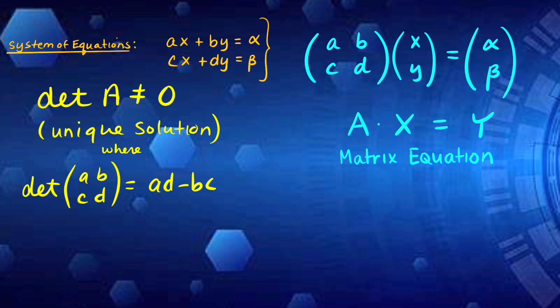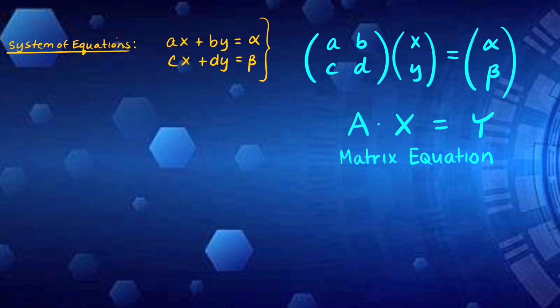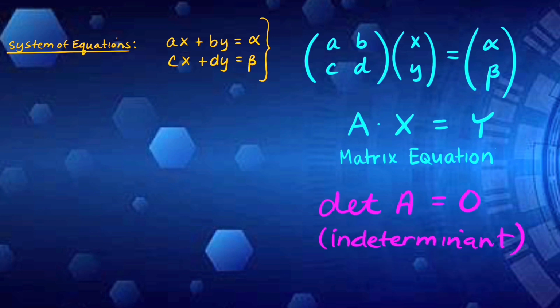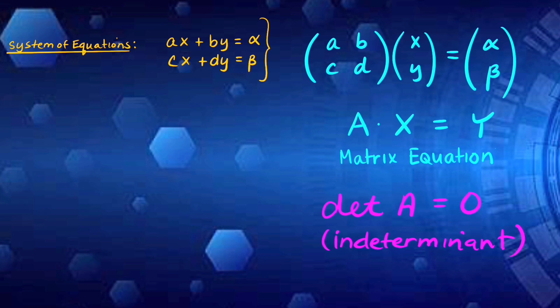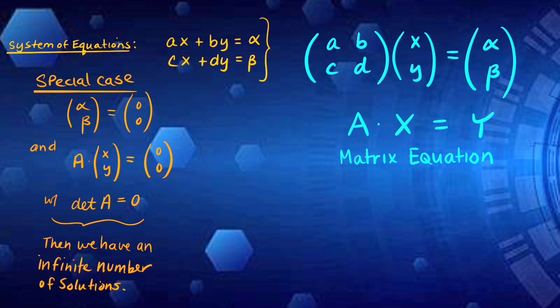But if the determinant equals 0, then we cannot determine if it has a solution or not. In other words, if the determinant is equal to 0, the system itself is indeterminate, which is to say that more investigation is needed. With that being said, in the special case where alpha equals beta equals 0, we always have an infinite number of solutions of the equation A times the vector with xy equals the vector with 0, 0, when the determinant of A is equal to 0.